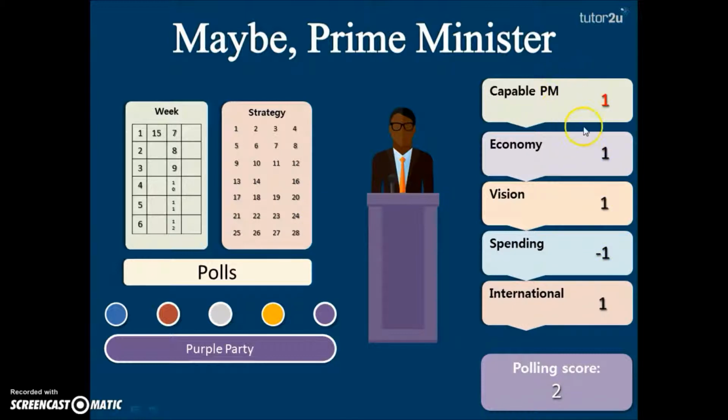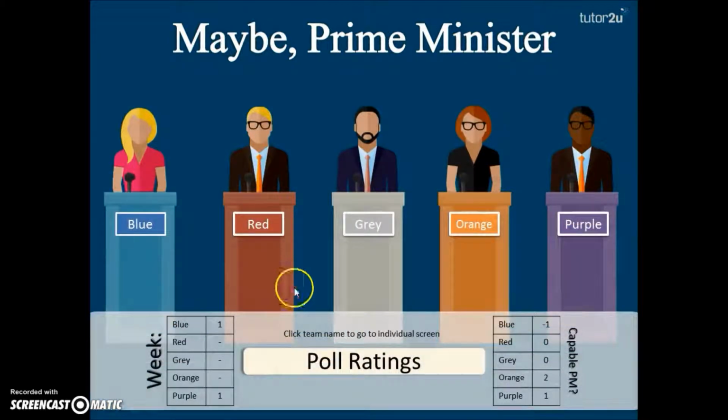This time the Prime Minister is being seen as being capable. They've got a positive number 1. Good for the economy, sound vision, good on the international front, perhaps not a wise spending of public money. Add these 4 together, so +3 -1 gives us 2. So back to our poll screen, and there we have it. Purple now have got a score of 2. And we do that making sure that all 5 teams go before we move on to week 2.